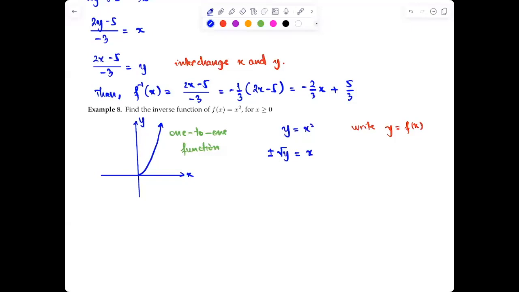But remember the condition: what we have is x greater than or equal to 0. Therefore, you just need the positive part of the square root. So x is equal to square root of y. So what we just did is solve for x in terms of y.